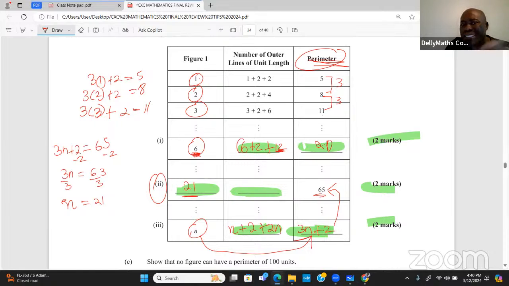How do I fill out this second column, which deals with the number of outer lines of the unit length? So we're dealing with this right about now. Remember that you will start off with the number in the figure. So figure 21, it's 21. There is always a 2, and then you're going to have to double the number at the end, which is 42, because 21 times 2 is 42. And that is what we expect you to have.